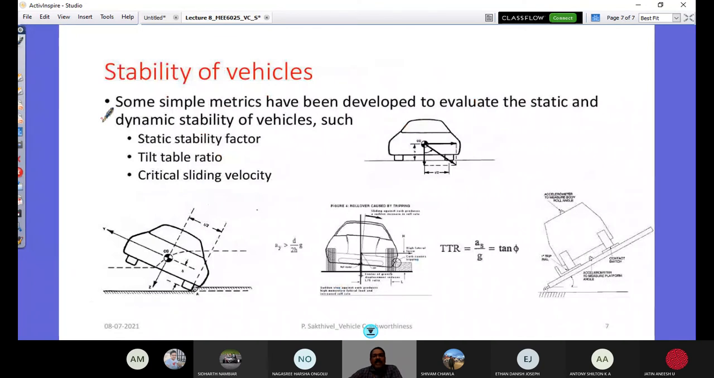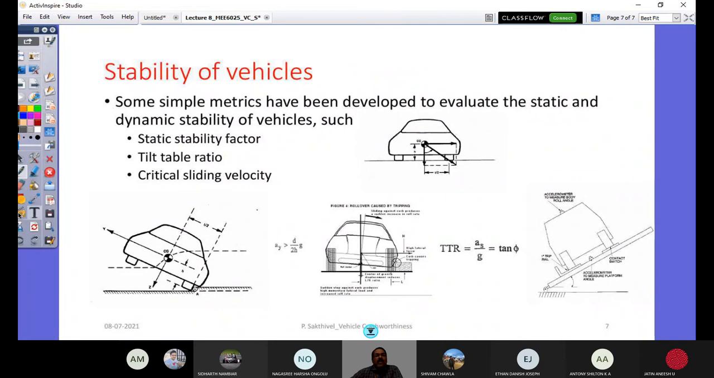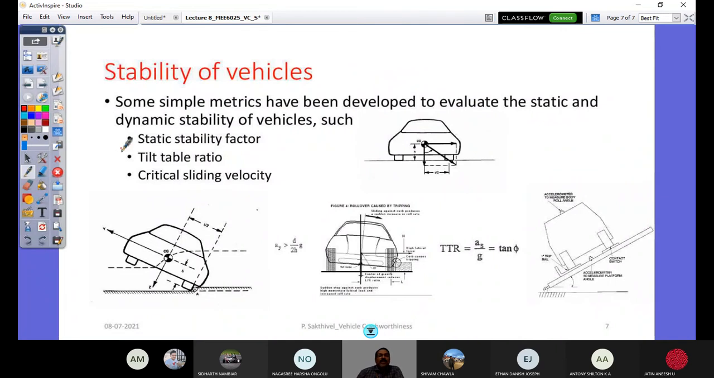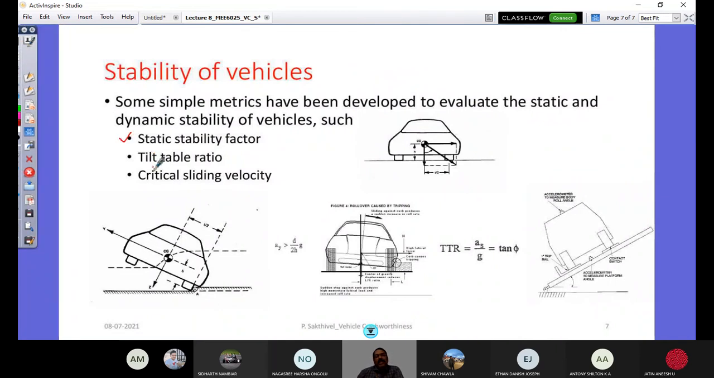So some metrics have been developed to evaluate the static and dynamic stability of a vehicle. What are those? One is the static stability factor, which we have studied in our vehicle dynamics, and the tilt table ratio and critical sliding velocity. So what are these?